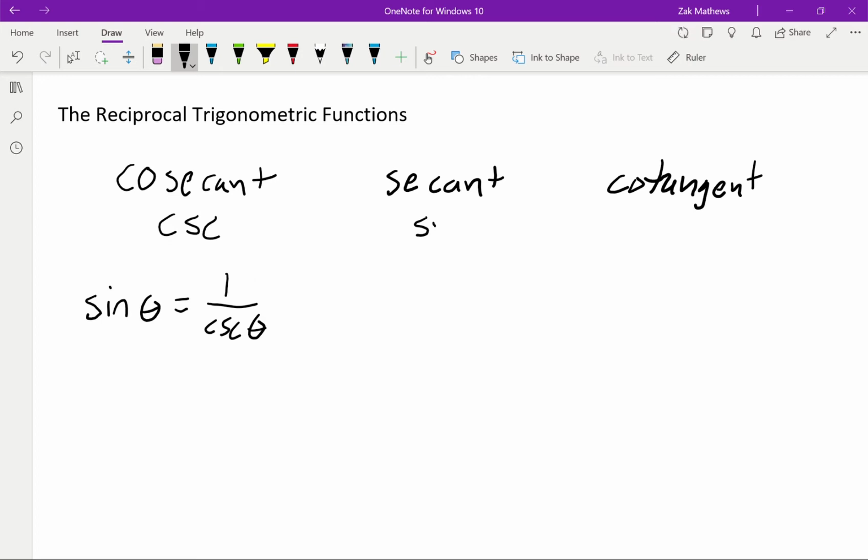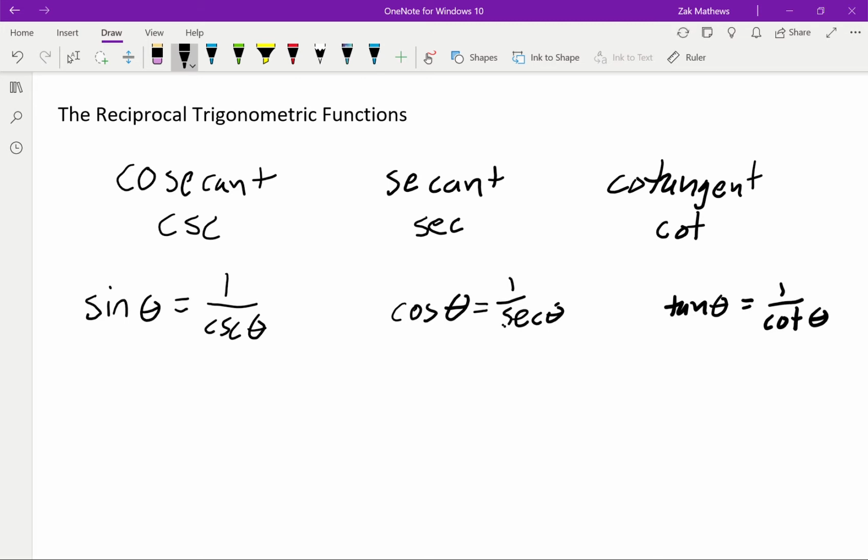Secant, which we abbreviate SEC, is the reciprocal for cosine. And then cotangent, if you didn't figure it out by now, we'll abbreviate it COT, would be the reciprocal for tangent. So tangent of theta is equal to 1 over cotangent theta. What I started to write there is cotangent theta is equal to 1 over tangent. It's also 100% true. Think about a reciprocal, it works in either direction. So I can switch all of these around to give me another true pairing.